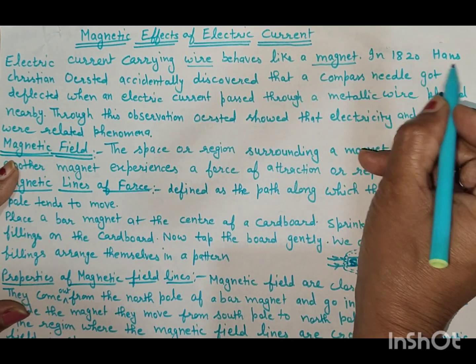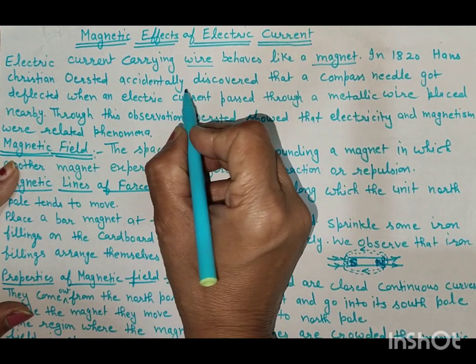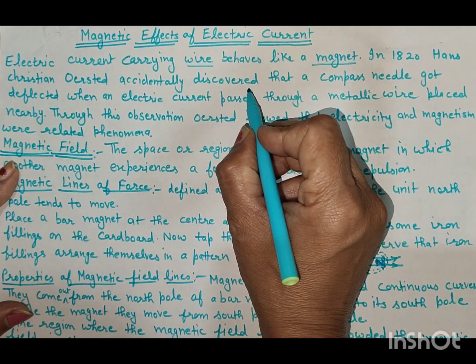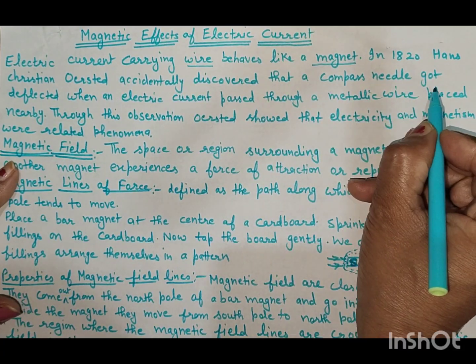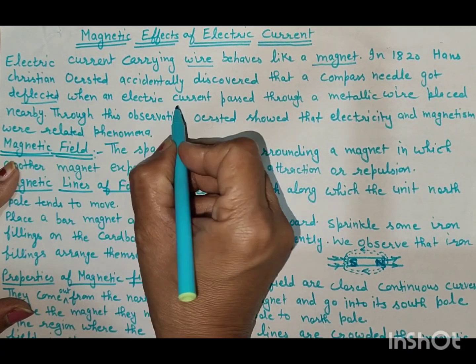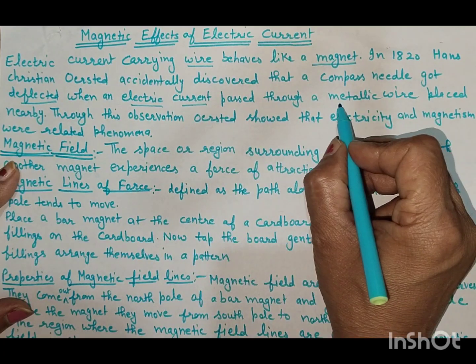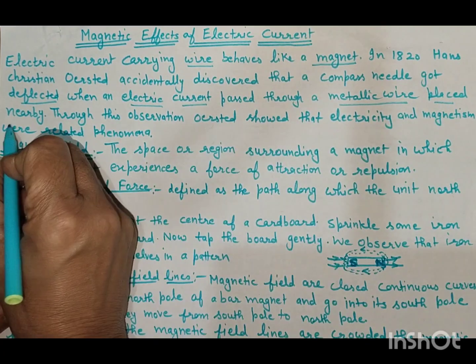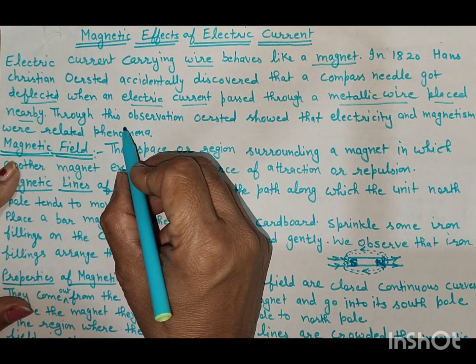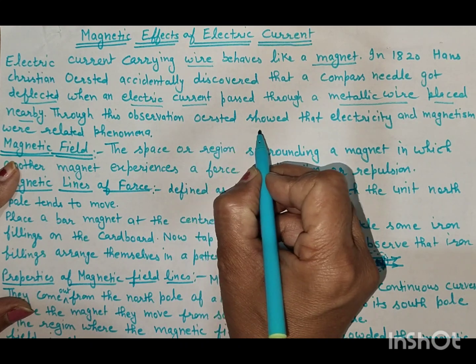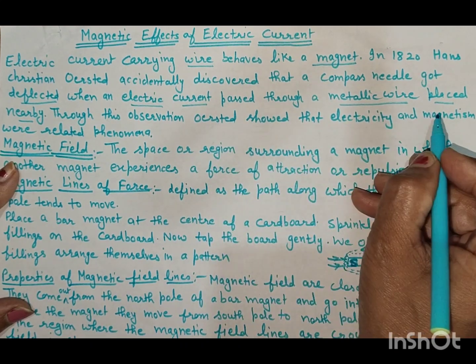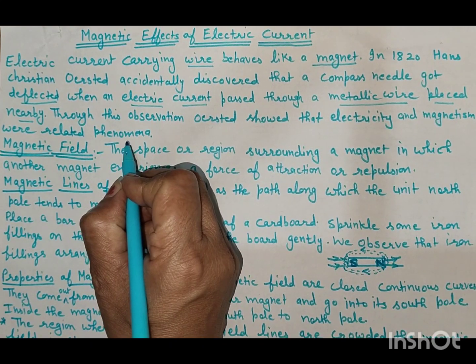In 1820, Hans Christian Ørsted accidentally discovered that a compass needle got deflected when an electric current passed through a metallic wire placed nearby. Through this observation, Ørsted showed that electricity and magnetism were related phenomena.